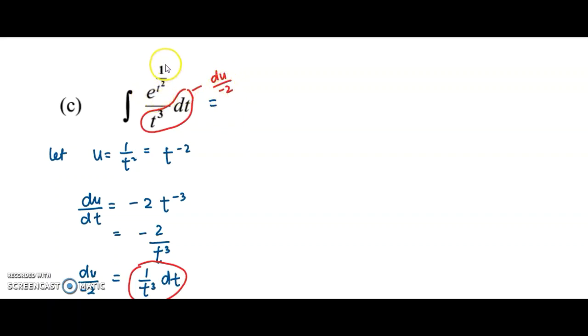And this e power of 1 over t squared, 1 over t squared is going to be u. So you can see that my whole question has become all in terms of u. E power of u, and the 1 over t cubed dt is going to be replaced by du over negative 2. So I write down du at the end of my integral, and the negative 2 I will bring to the outside to become my coefficient.